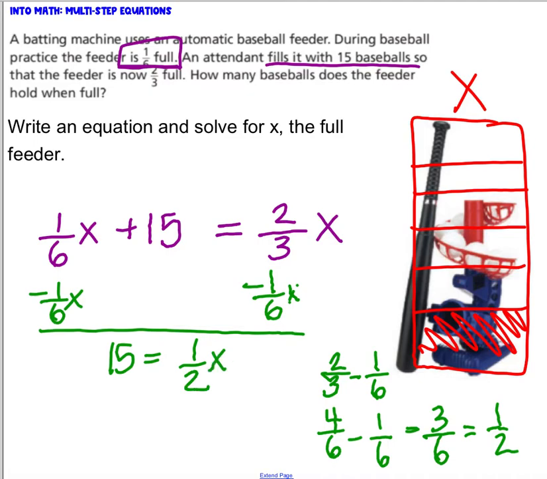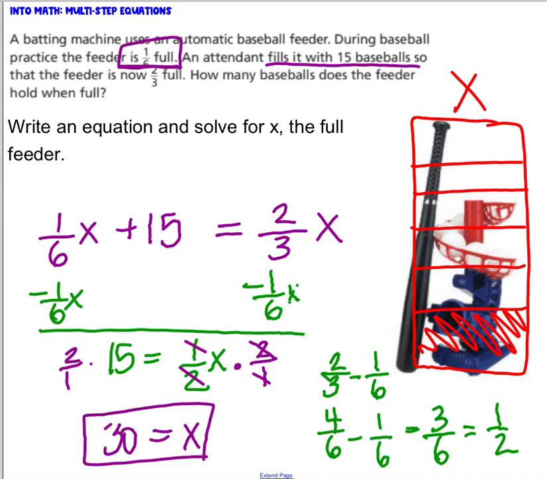Now, how do I eliminate this fraction? Multiply by the reciprocal, flip it, because 1 cancels with 1, 2 cancels with 2, and we're left with x is equal to, what's 15 times 2? 30. That means that you can fit 30 baseballs in this feeder when it is full.